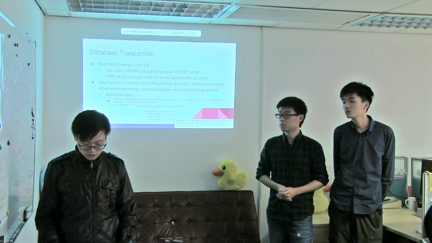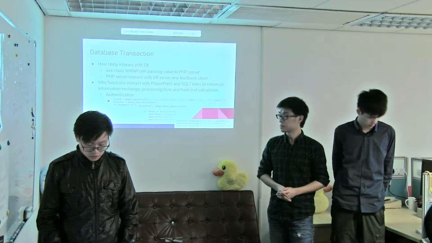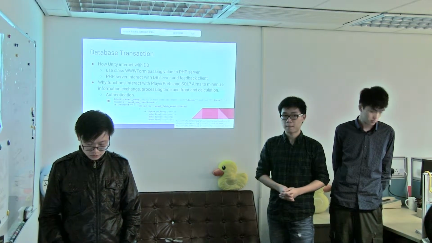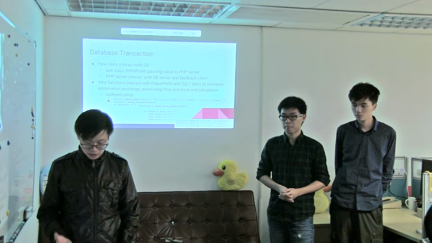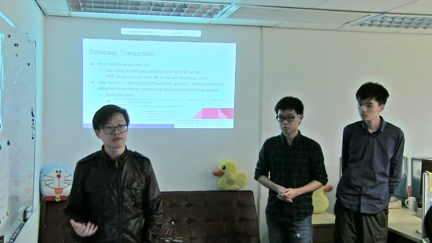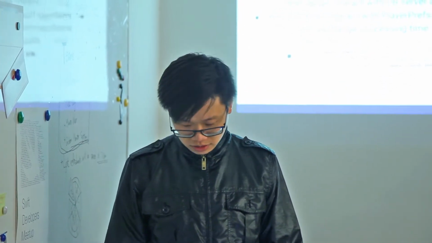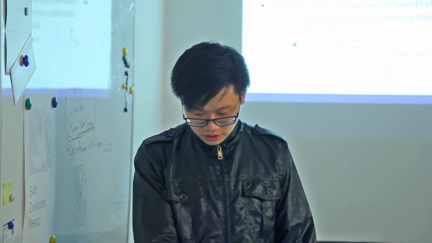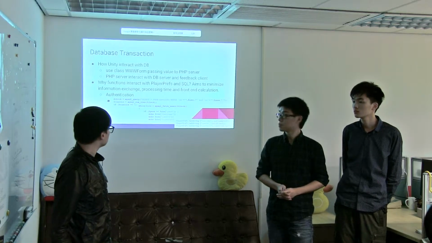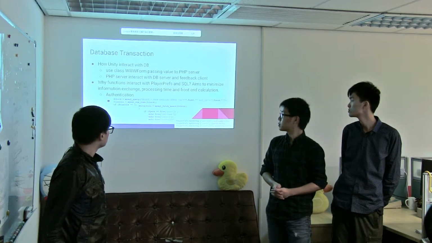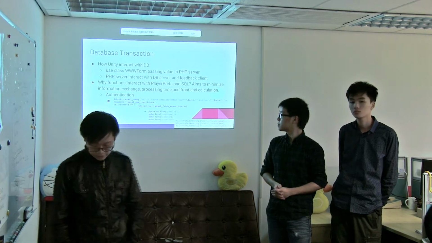Why do we use SQL? Actually, we want the information exchange, processing time, and front-end calculation in programming to be minimized. The functions below will show you how to achieve this objective. For the authentication function, you can take a look at the SQL code. We will find the user and password to check for a record.